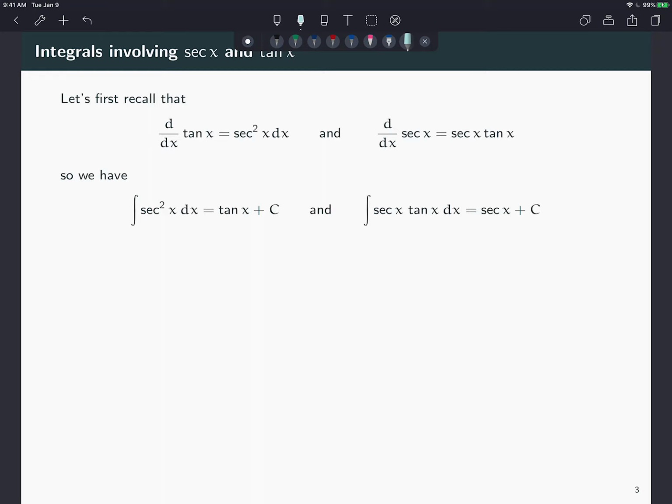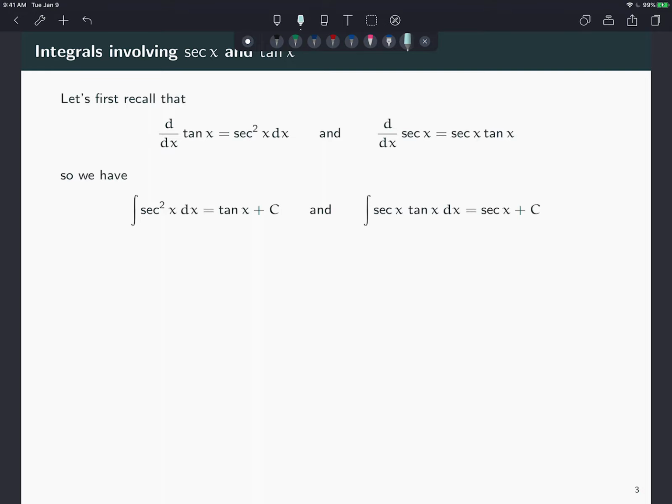We know that the derivative of tangent is secant squared. That means that the integral of secant squared would be the tangent plus a constant. And the other derivative rule we know is that the derivative of secant is secant tangent, which means that the integral of secant tangent would be secant x plus c.